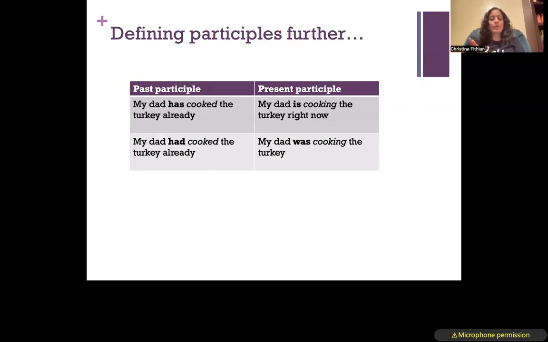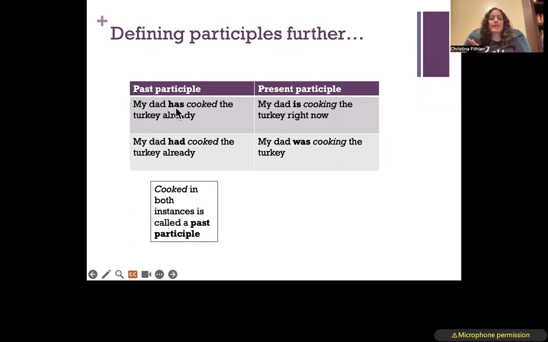So let's define these participles a little bit further. Now, let's take these two sentences. My dad has cooked the turkey already, and my dad had cooked the turkey already. So we got cooked and cooked. Now, cooked in both instances is what we call a past participle. That's the name of it.